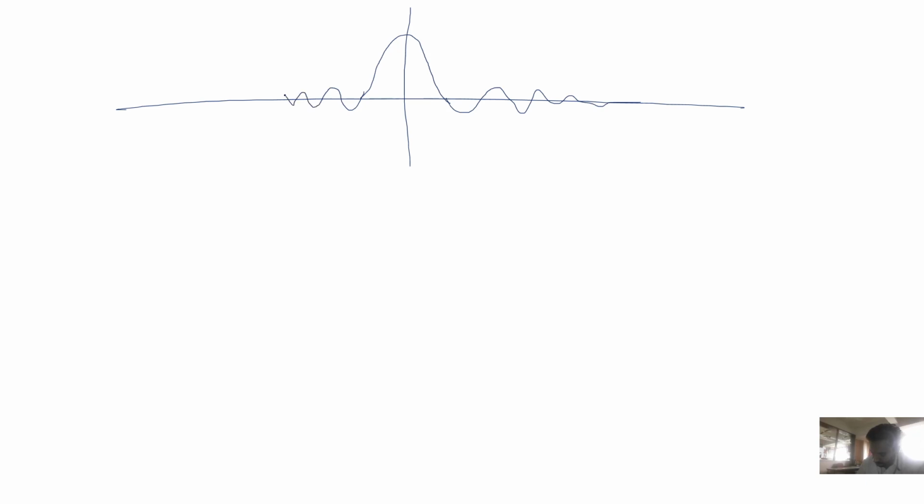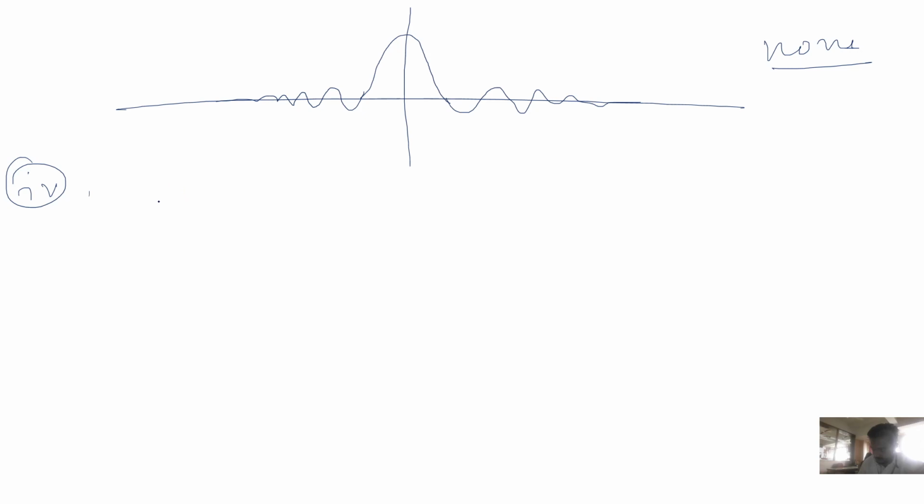Let me draw this for you now. The sinc function looks something like this. Now you tell me whether it is causal or non-causal. Non-causal. Okay.